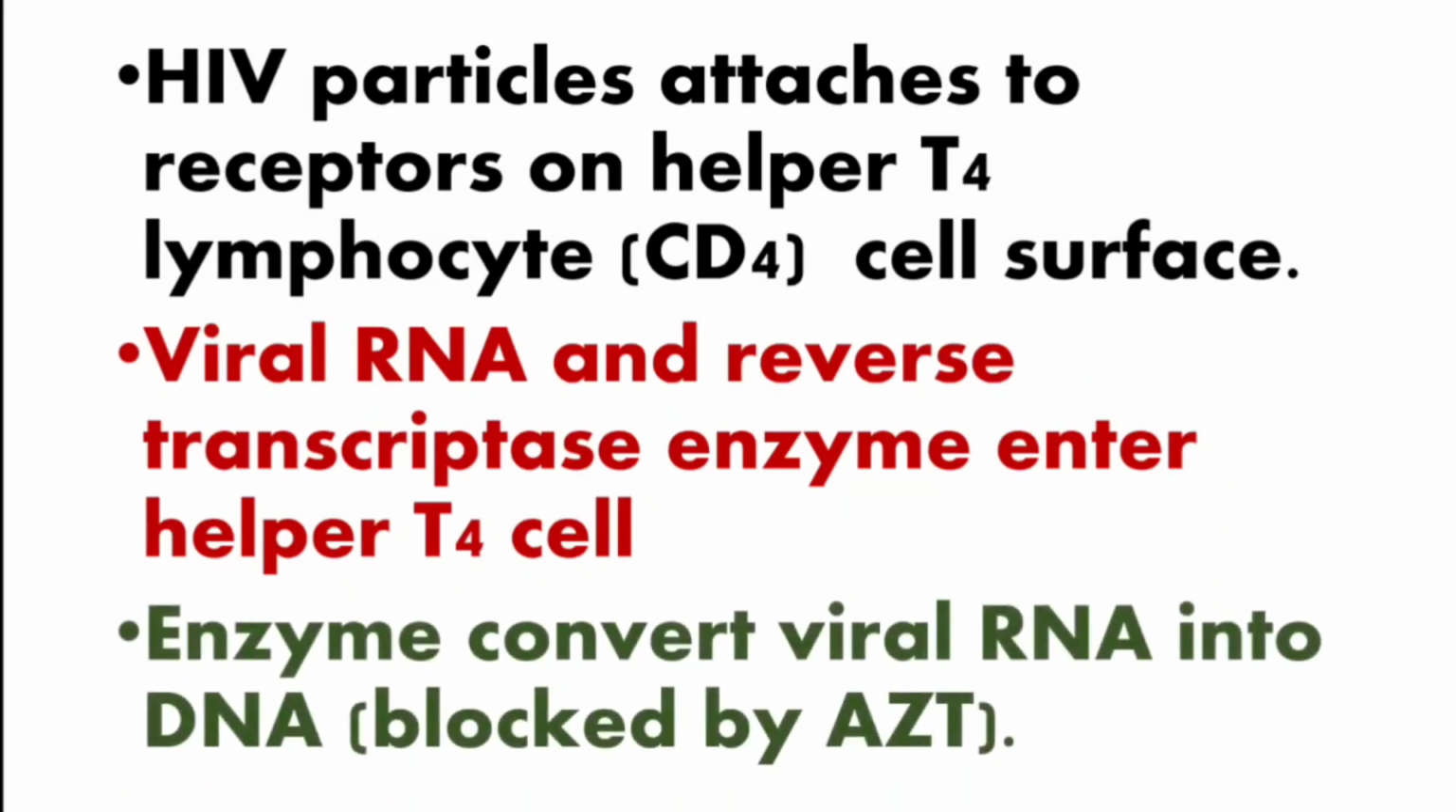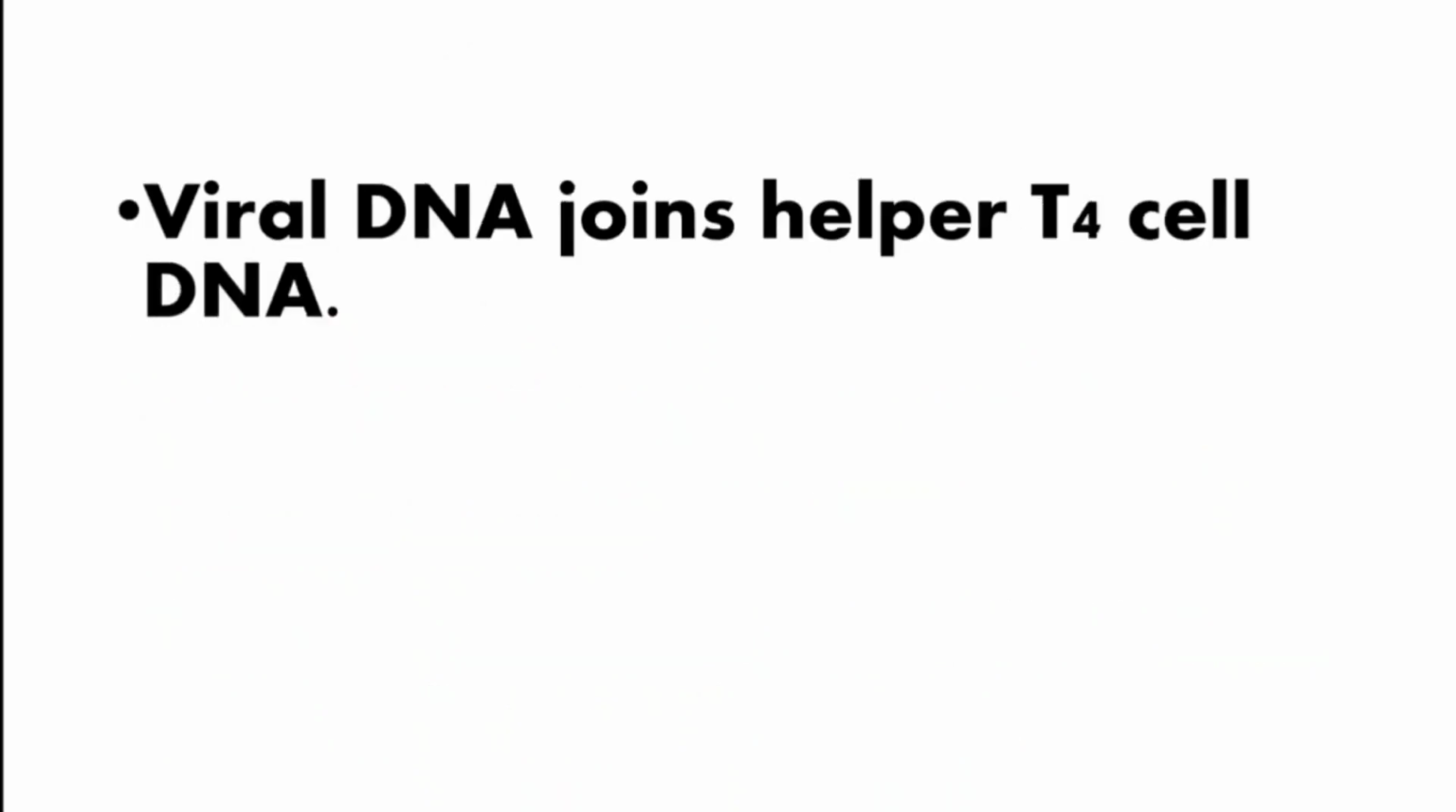Then the conversion of this viral RNA into DNA, a process called transcription, takes place there. This process can be blocked by a drug called AZT, azidothymidine. So if you are using this drug, the process of transcription doesn't occur, which means we can use this drug as an antiretroviral medication.